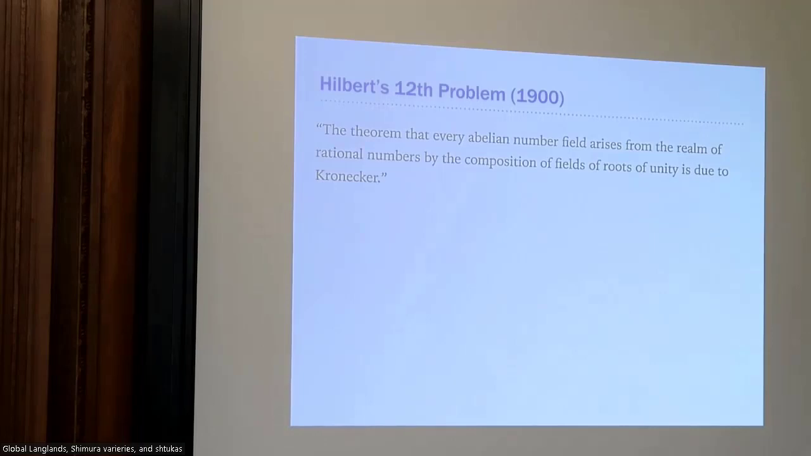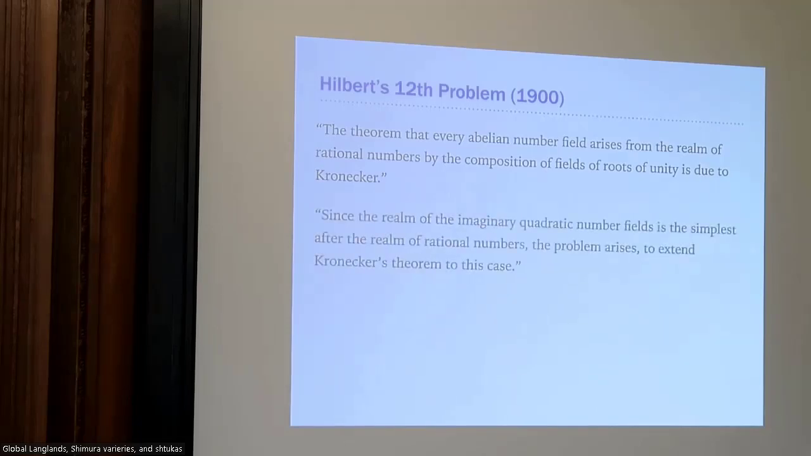But the theorem that every abelian number field arises from the realm of rational numbers by the composition of fields of roots of unity is due to Kronecker. That's the Kronecker-Weber theorem that I've already stated. Since the realm of the imaginary quadratic fields is the simplest after the realm of rational numbers, the problem arises to extend Kronecker's theorem to this case.